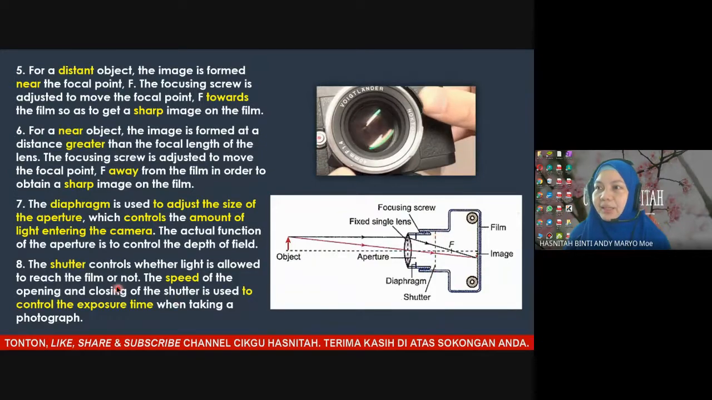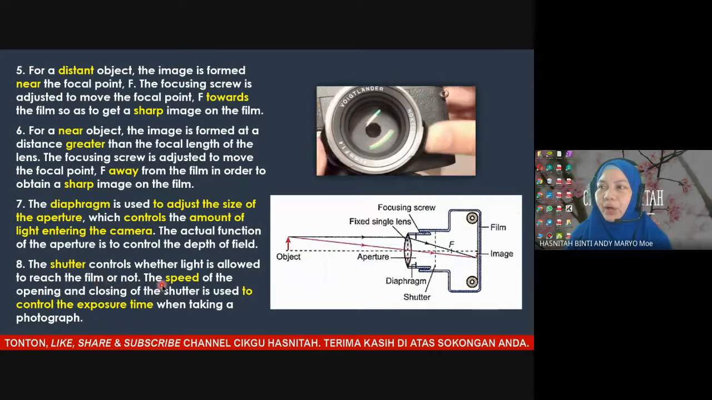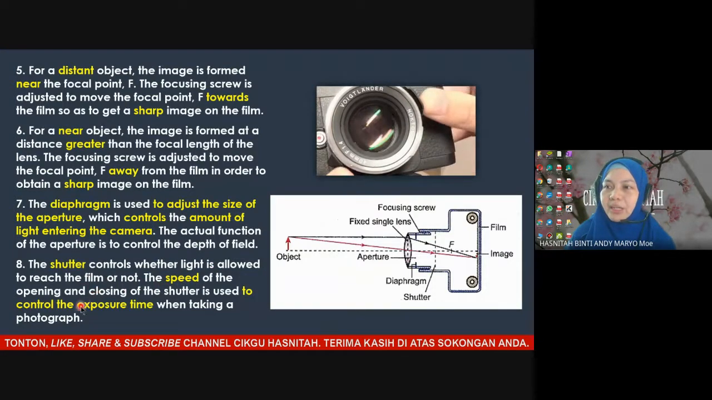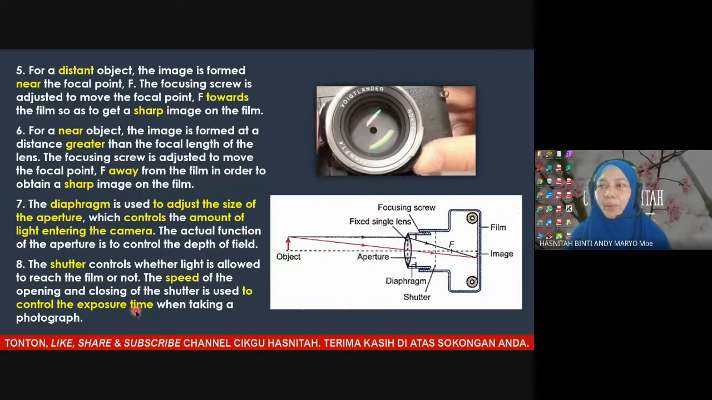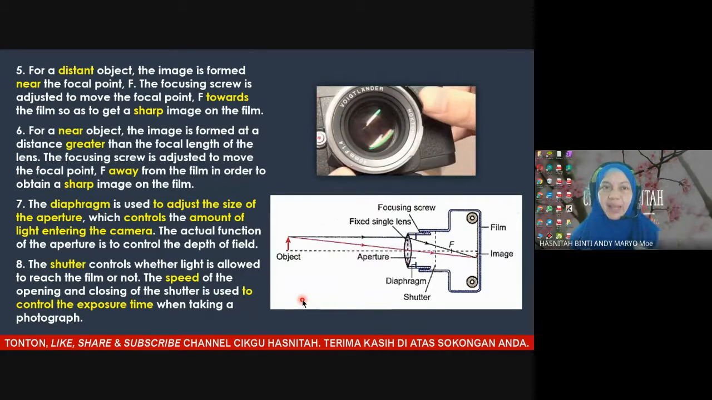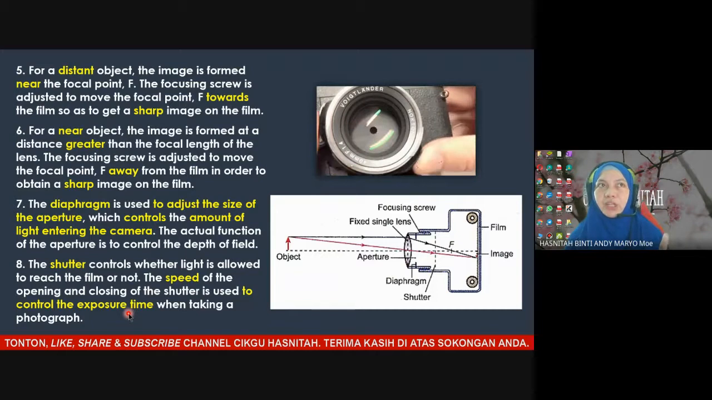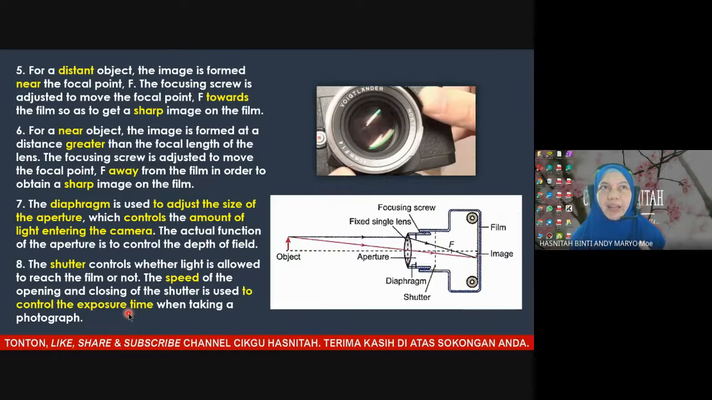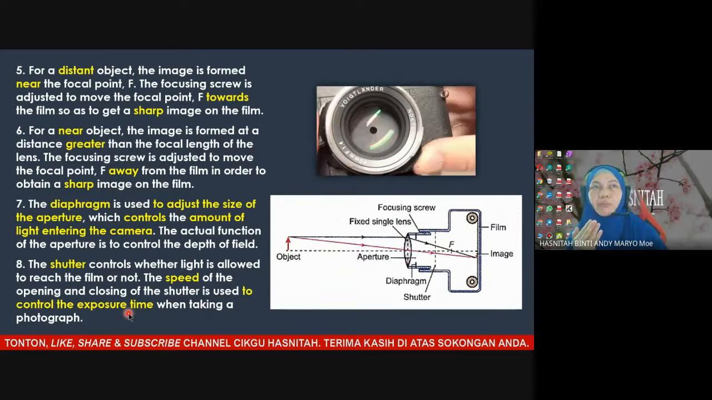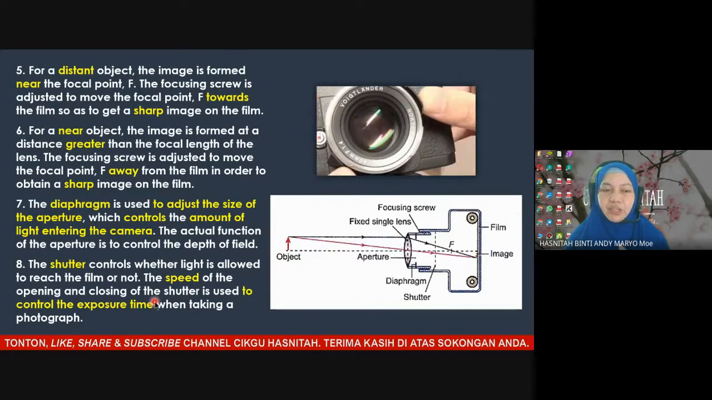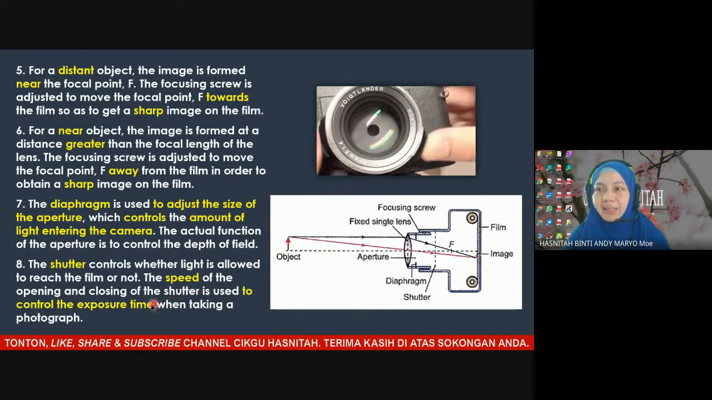And then there comes the shutter back here, students. This is the shutter. It controls whether the light is allowed to reach the film or not. The speed of opening and closing the shutter is used to control the exposure time when taking a photograph. When we are taking a photo on a bright day, the exposure time will be very short. But if you are taking a photograph at night, the exposure time will be longer, so it will let more light enter the camera, so you can get a brighter image even though you take the picture at night. Okay, so this is how the camera functions.